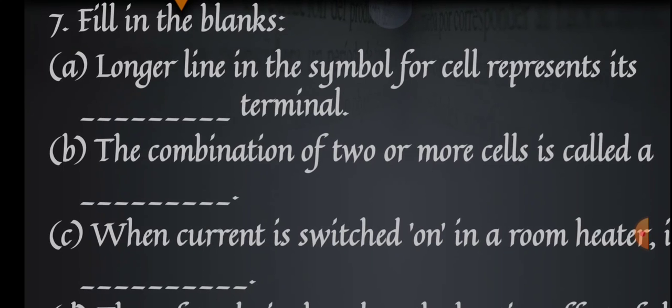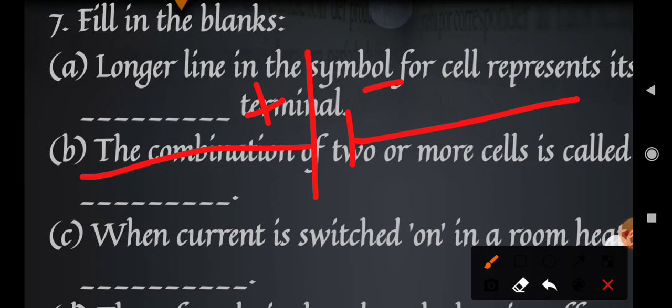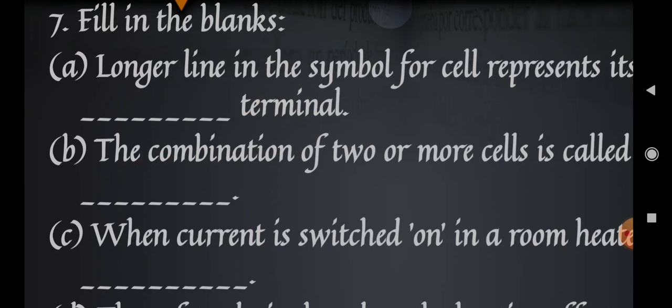The exact answer is positive. For the battery we use a long and a short line. The long line stands for the positive terminal, the short line stands for the negative terminal, and they are attached with a wire. Always mention the signs beside the lines. So the longer line stands for the positive terminal.